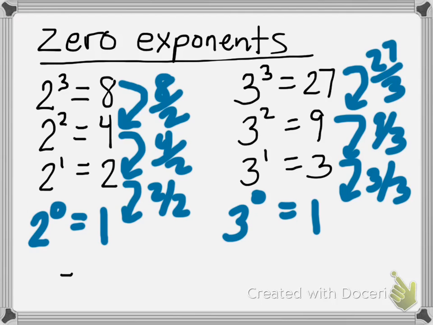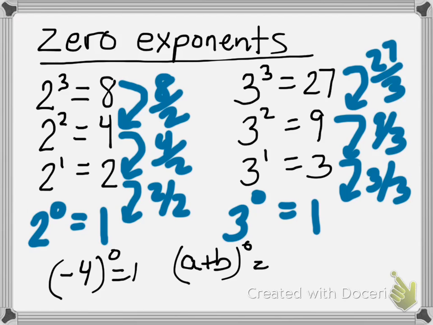Like if I take negative 4 to the 0 power, that's 1. If I take a plus b to the 0 power, that's 1. So anything taken to the 0 power is 1, which is just kind of strange just because it's different problems but yet the same answer.